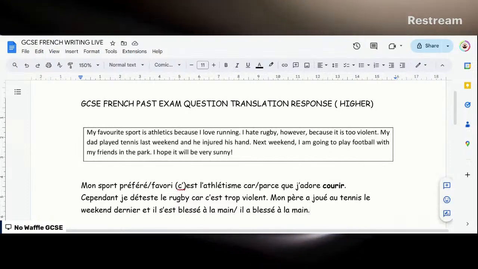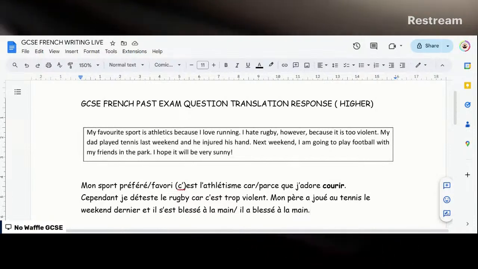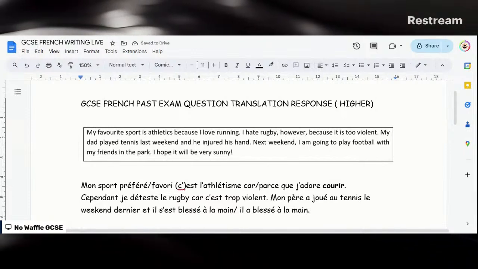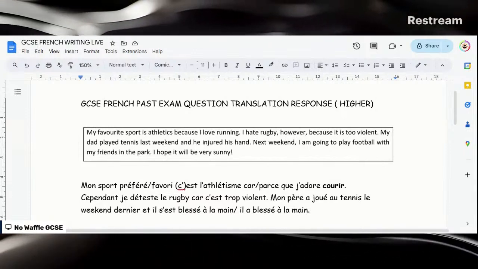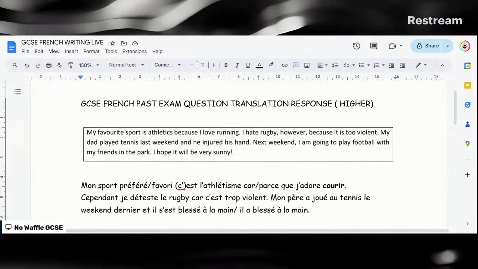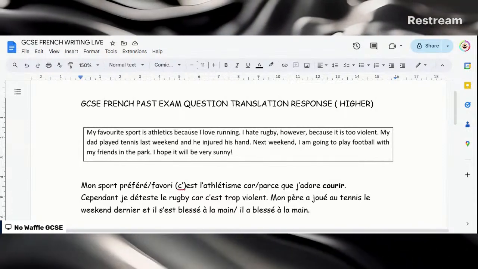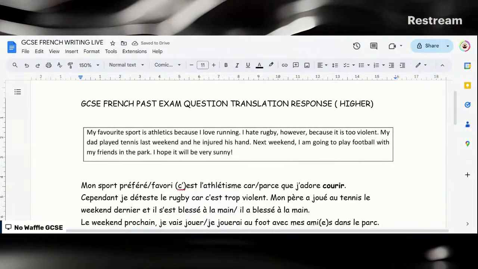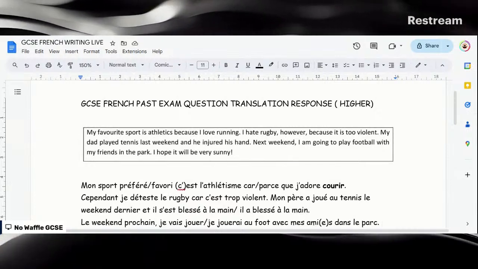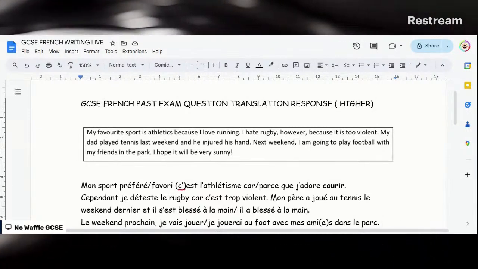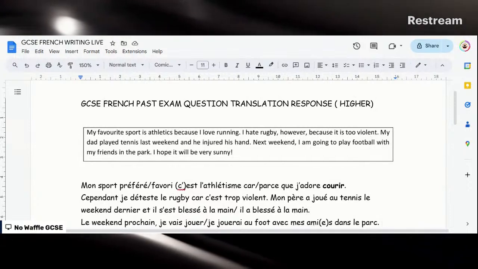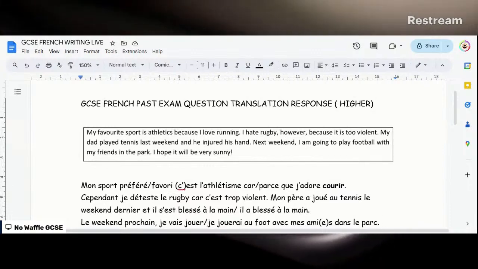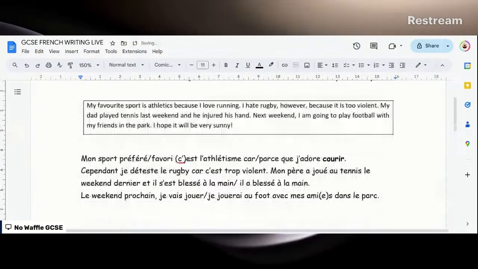Okay. Next weekend, I'm going to play football with my friends in the park. I hope it will be sunny. So next weekend, which is going to be le weekend prochain, I am going to play football. So je vais jouer au foot avec mes amis. So not too difficult to start off with. Okay, and then dans le parc.